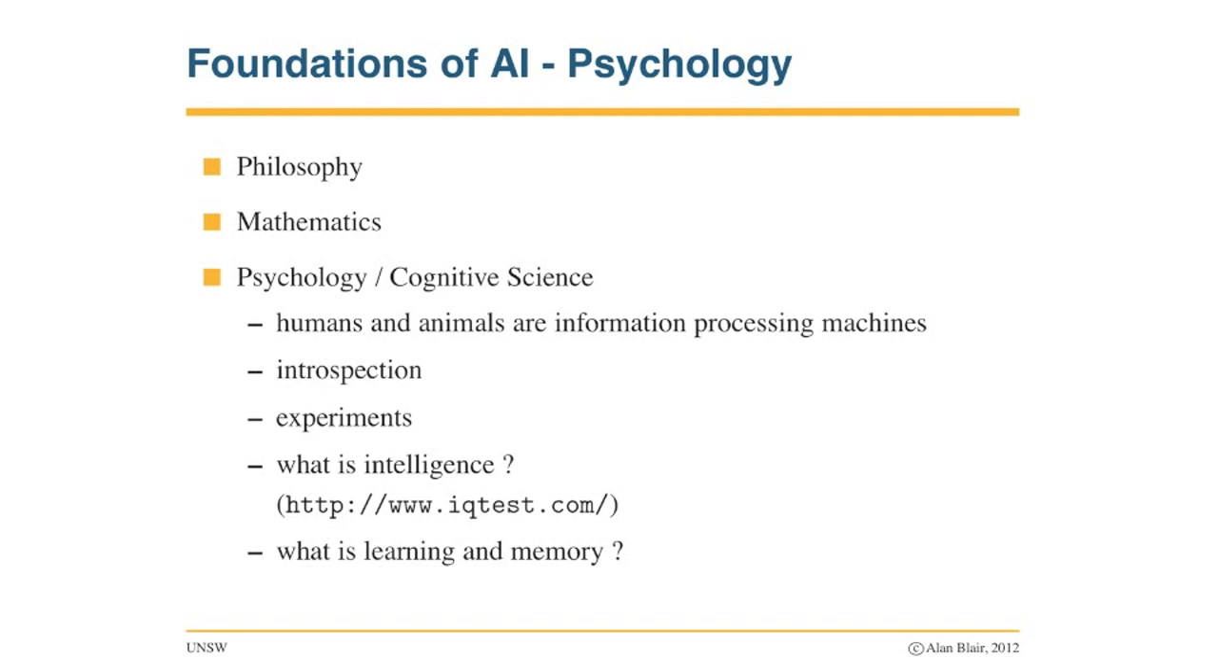Then you have the field of psychology, which began around about the turn of the 20th century with Sigmund Freud and later on cognitive science. So again, this idea of humans as information processing machines, the idea of introspection, trying to think about your own thoughts and dreams and the subconscious and the interpretation of that. Experiments with human subjects to try to figure out things about how the brain works.